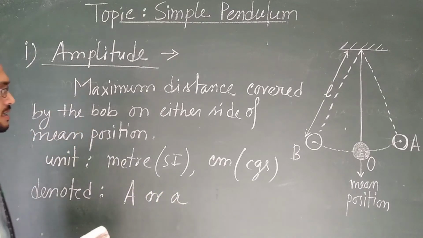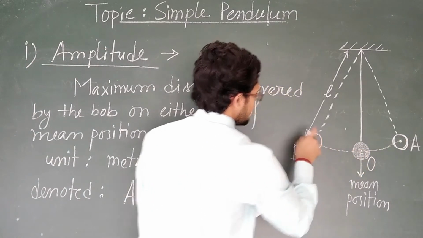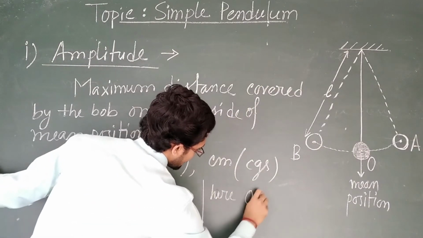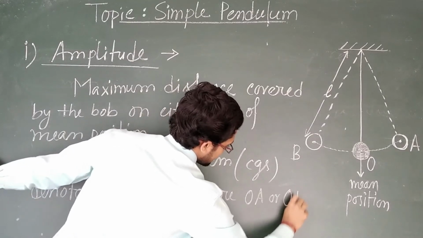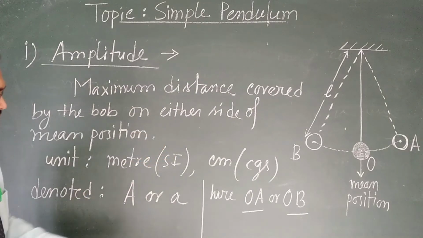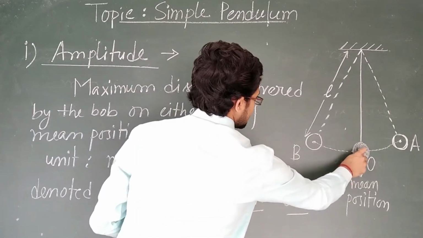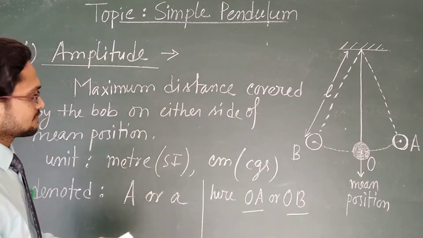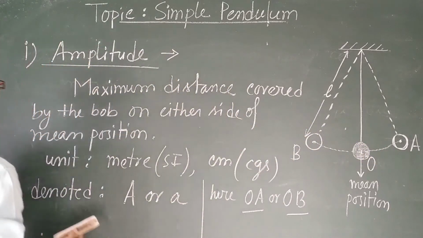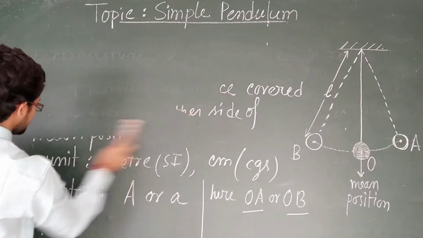So here the amplitude is OA or on this side OB. These distances OA or OB are the amplitude of this simple pendulum, and amplitudes will be the same for this simple pendulum. Amplitude is the same, meaning OA and OB are the same. Okay, next point, time period.